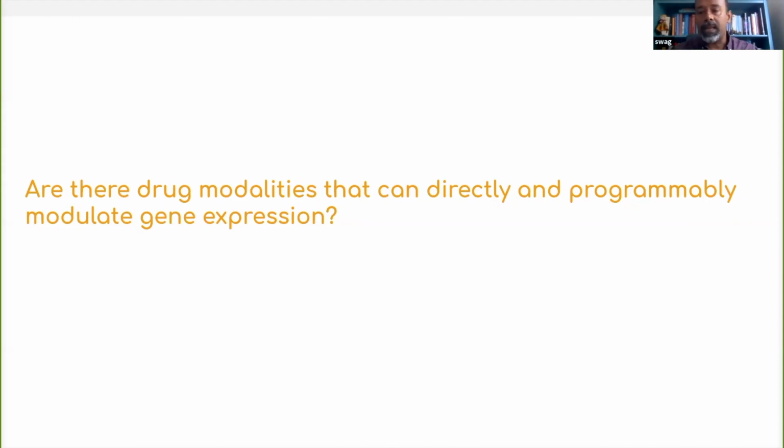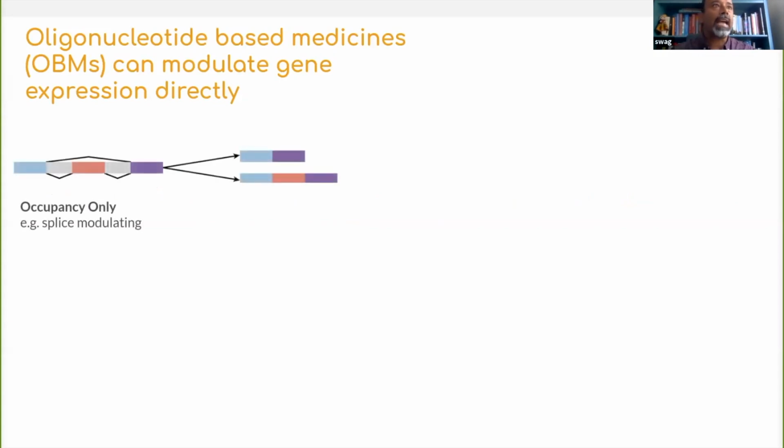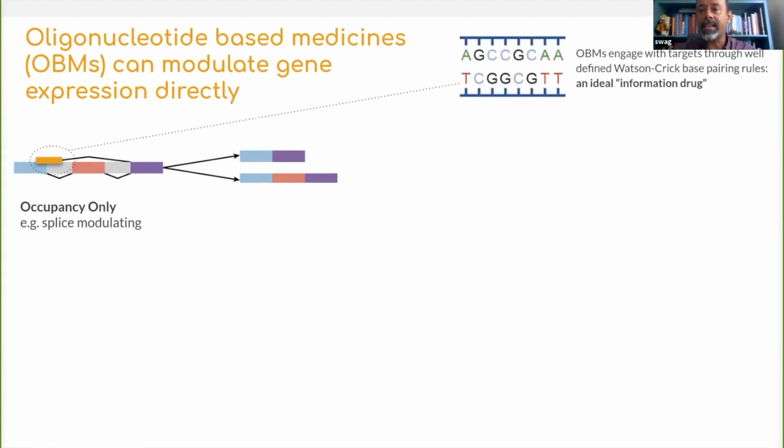Now the question then becomes, well, if we have so much clarity, are there drug modalities that can precisely, immediately, and directly modulate gene expression? And there is: oligonucleotide-based medicines, these are siRNAs, ASOs, aptamers, and so on, can actually directly affect gene regulation. And there are many mechanisms of this. I want to go through the details of it, but it's well established, Watson-Crick hybridization. The mechanism of the drug action is well understood, I would argue.